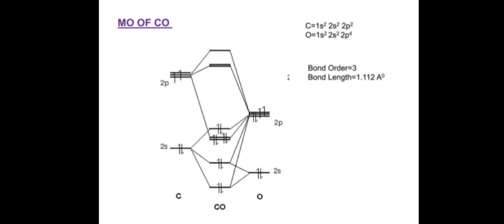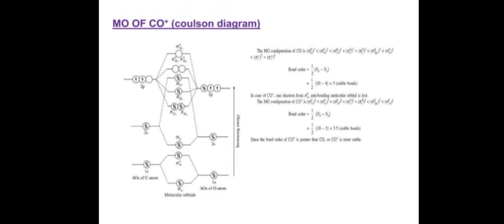The bond order of CO is 3, which means 1 sigma bond and 2 pi bonds are present, and its bond length is 1.112 angstrom units. What type of magnetic property does it exhibit? It again exhibits a diamagnetic property, because all molecular orbitals have paired electrons. This is the case of the CO molecule, and we have one more molecule, which is represented with a positive charge on top, that is the CO plus molecule.